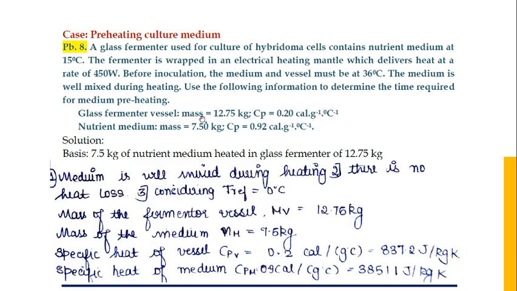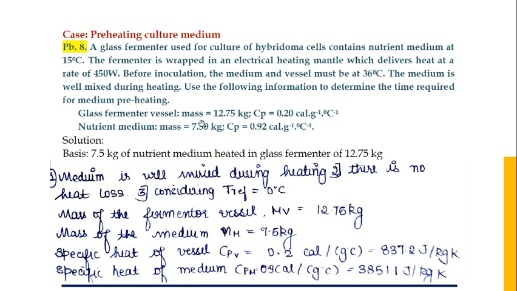What we have: mass of the glass vessel, that is the fermenter vessel, and nutrient medium. Both masses are available, their specific heats are available. Look at that, it is in calorie per gram Celsius. We may have to modify it because it is in kg here, it's in gram here, it's in calorie, and here we have watt which is in joule per second. So all this modification, let's go ahead and do it.